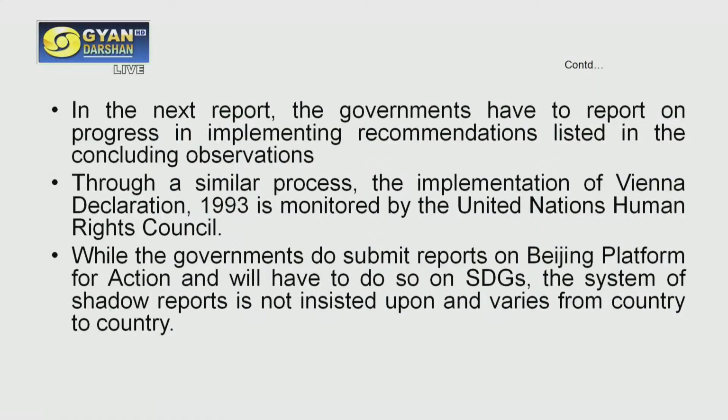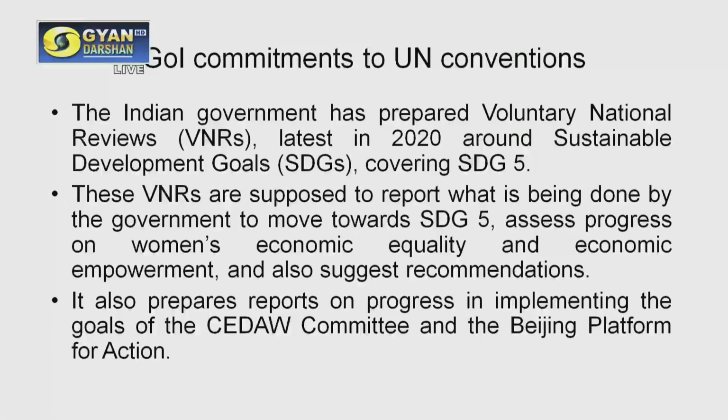As far as the Government of India is concerned, governments have to report on progress in implementing the recommendations listed in the concluding observations, as I have mentioned. Through a similar process, implementation of the Vienna Declaration 1993 is monitored by the United Nations Human Rights Council. While governments do submit reports on the Beijing Platform for Action and will have to do so for SDGs also, the system of shadow reports is not insisted upon as far as the Beijing Platform for Action or SDG is concerned. This we need to understand.